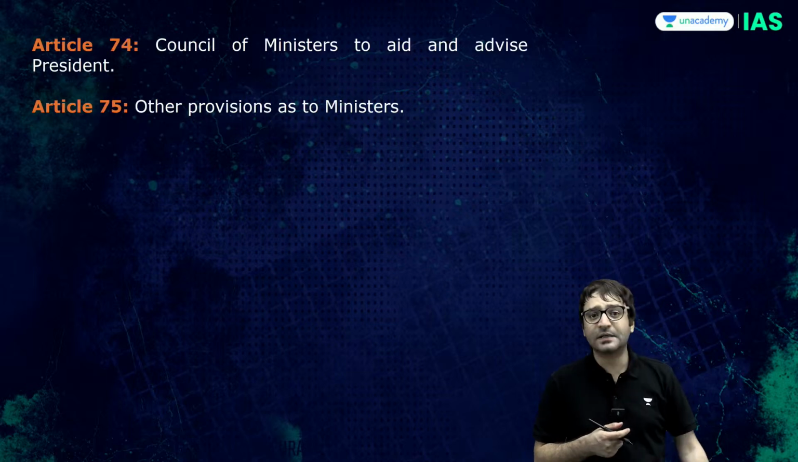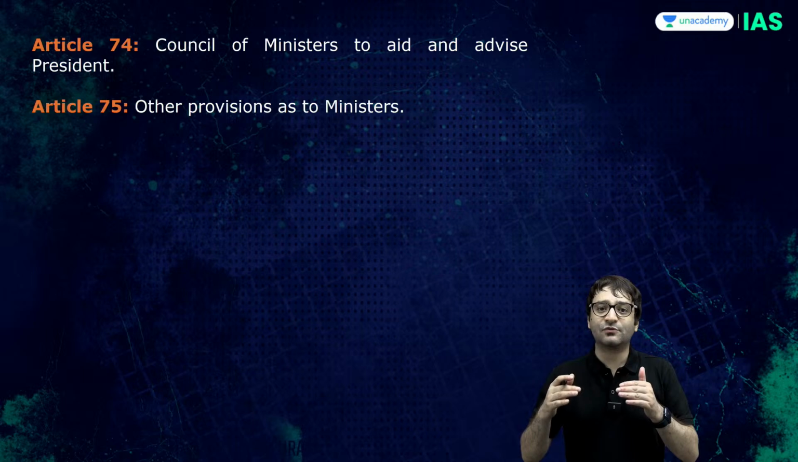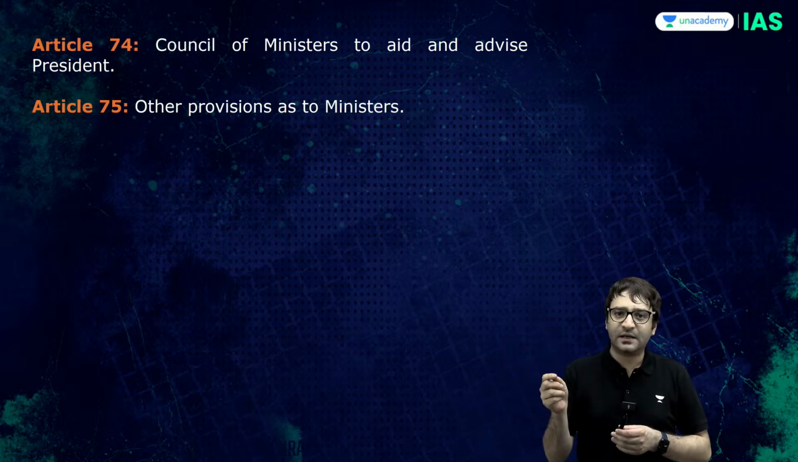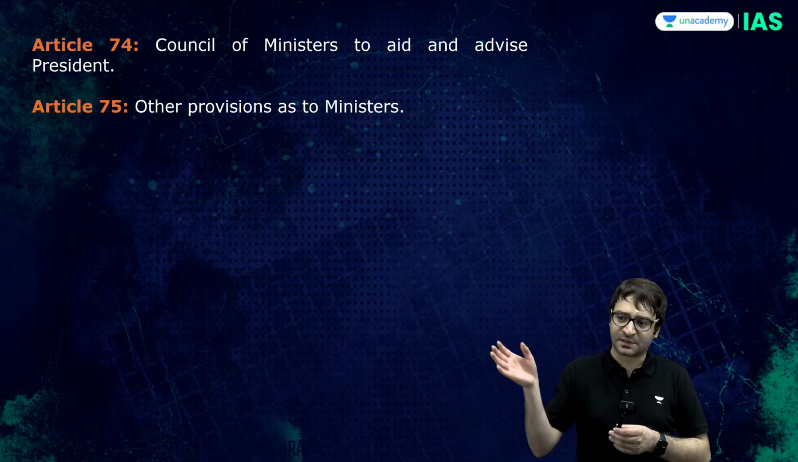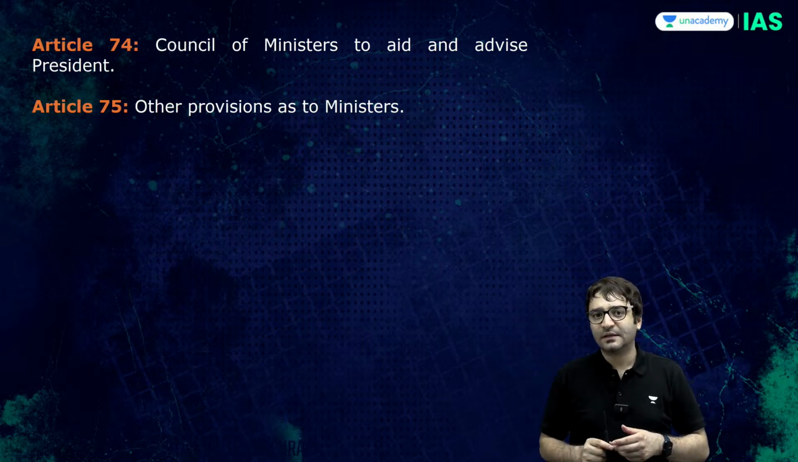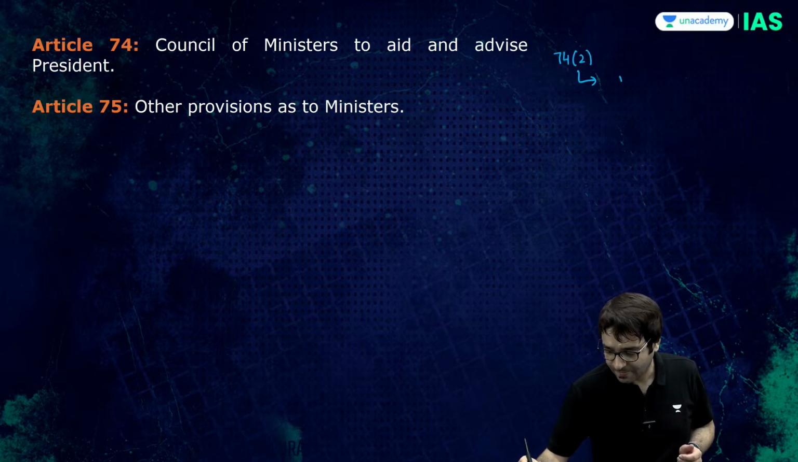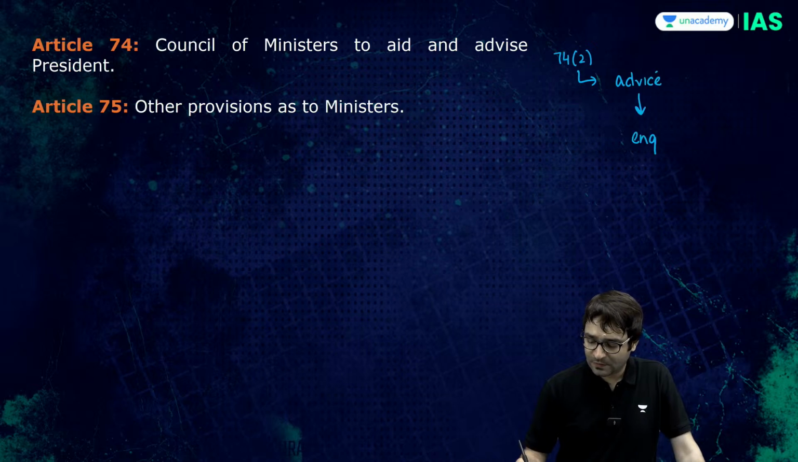Okay. Article 74. There shall be a Council of Ministers with the Prime Minister at the head to aid and advise the President, who shall act on that advice, provided the President may ask for reconsideration of that advice. But if the same advice is given again, it's binding on the President to accept that advice. That is Article 74 of the Constitution. And Article 74 Clause 2 says that this advice cannot be inquired into by any court of law.